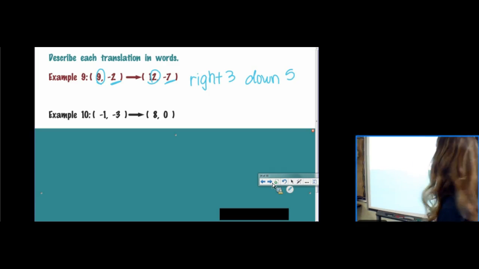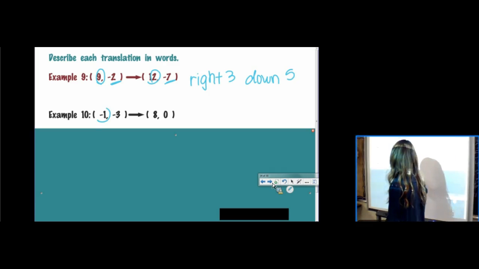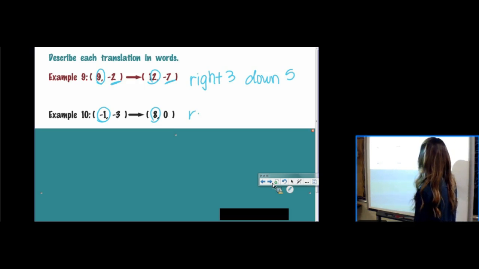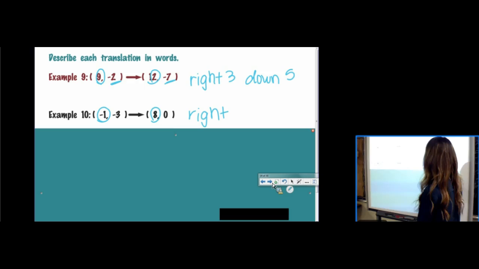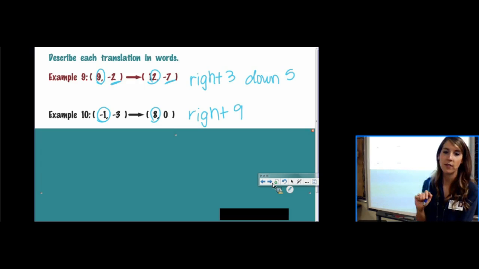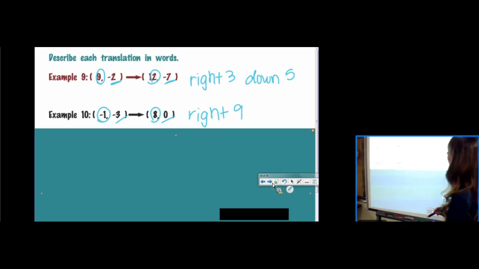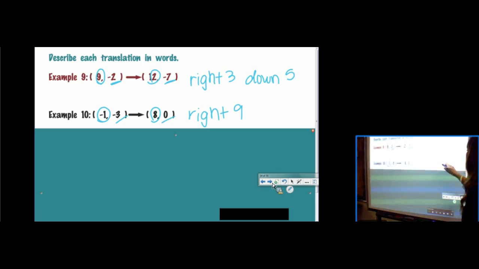Yep, very good. So what happens to the x's? We traveled from -1 to 8. So we traveled in the positive direction, and we traveled not 8, but one more than that. We traveled 9. And then we went in the positive direction again. So we're going to go up, and we went up 3.